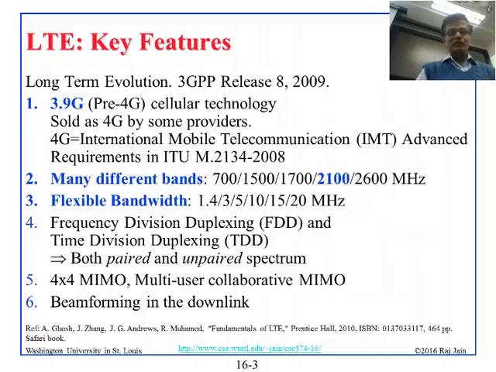So it can work with both paired and unpaired spectrum. It can use 4x4 MIMO. It can also use multi-user collaborative MIMO. Sorry, 4x4 MIMO, is it for the uplink or the downlink or both? Okay, when you say 4x4, it means 4 on both ends. Yeah, I mean, for the uplink or... okay, hold on.